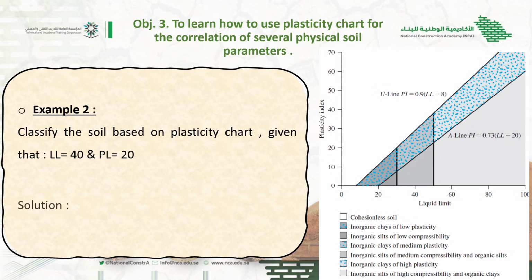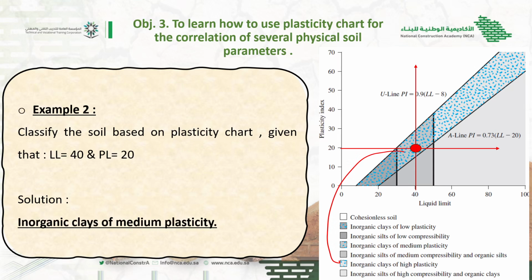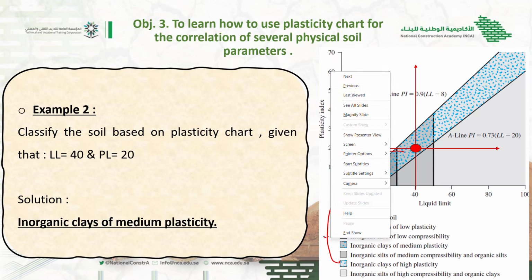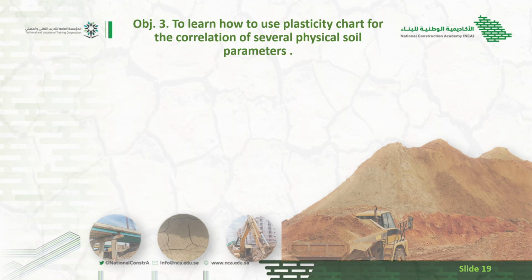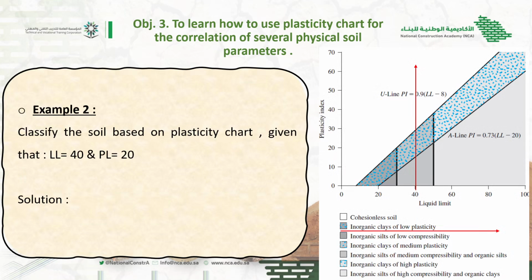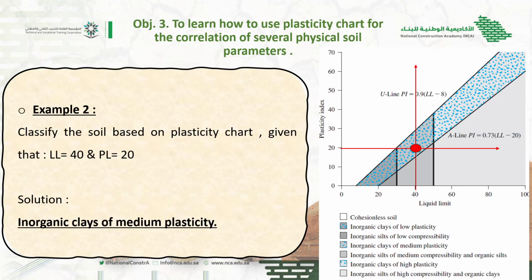Now we are going to solve another one. Liquid limit is 40. Plasticity index is 20. So here it is in the light gray with dots. I think this one, yes, the light gray with dots. So this is our type, inorganic clay of medium plasticity. Sorry, this one is light gray with dots. So this is our medium gray with blue dots. So it is inorganic clay of medium plasticity.